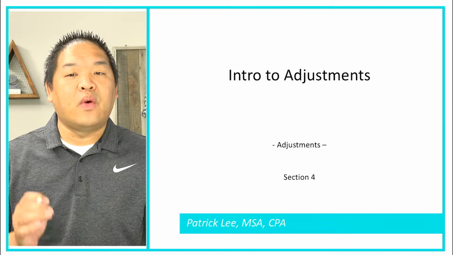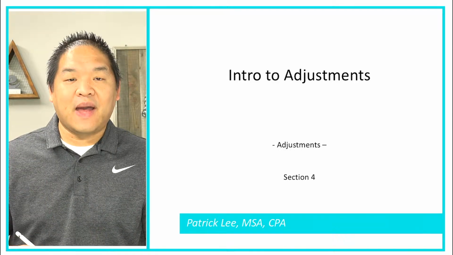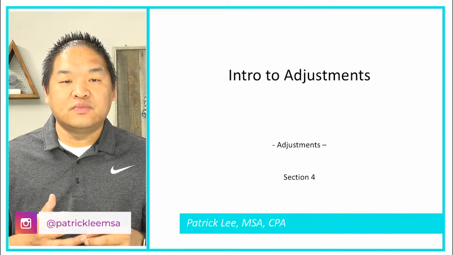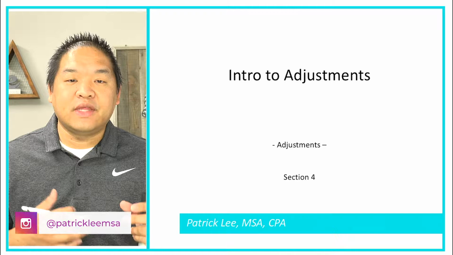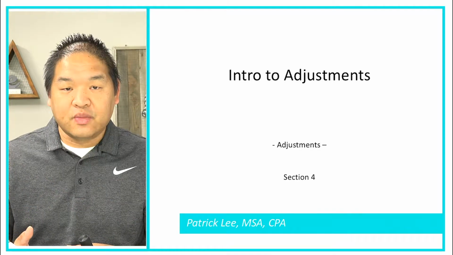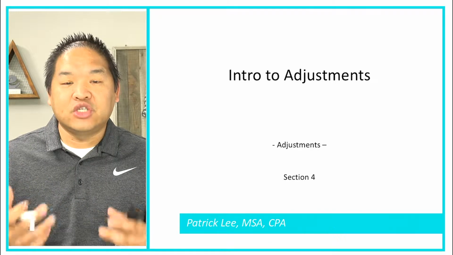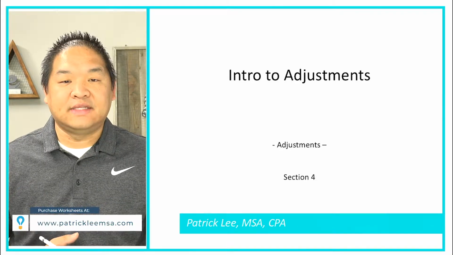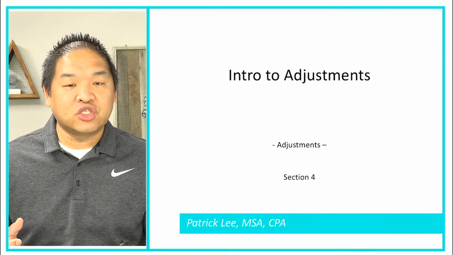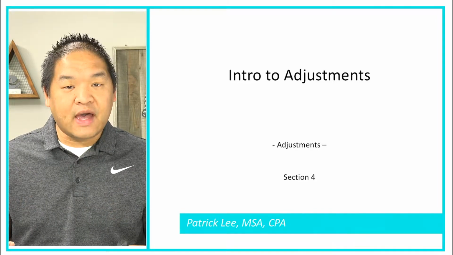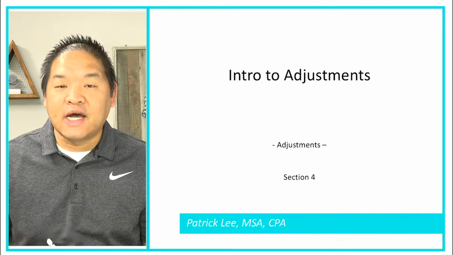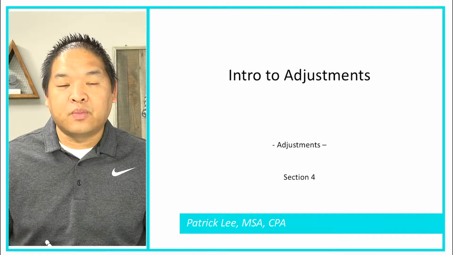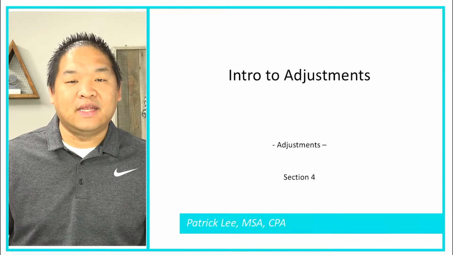All right, welcome to section 4, where we're going to talk about adjustments. Now, what are adjustments? Adjustments is a process that accountants do at the end of the period to make sure that their books are accurately showing revenues and accurately showing expenses at the end of the day. Now, in this section, we're going to show you the journal entries that one would make in order to adjust the books so that they're properly reporting the revenues as well as properly reporting the expenses on the income statement.